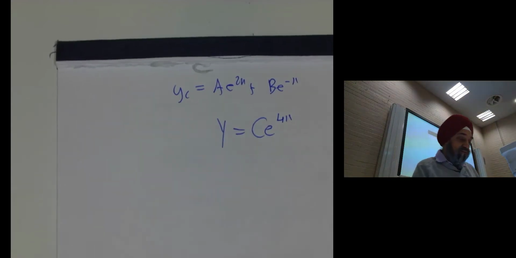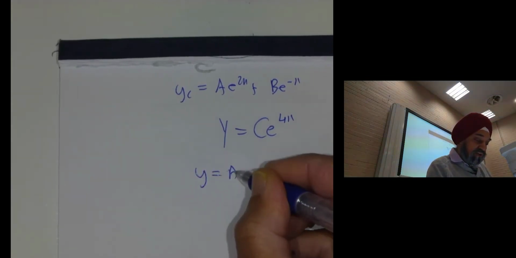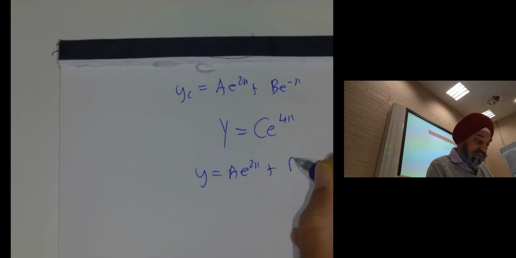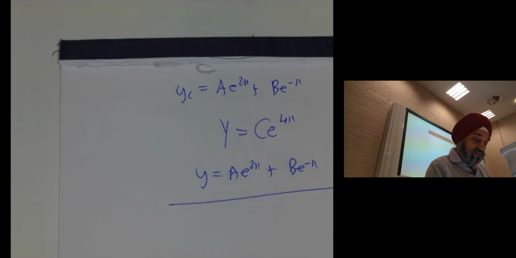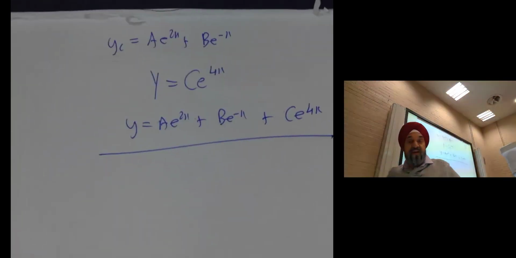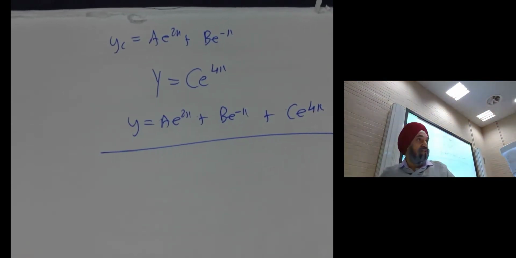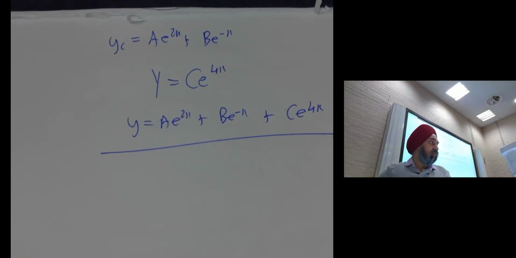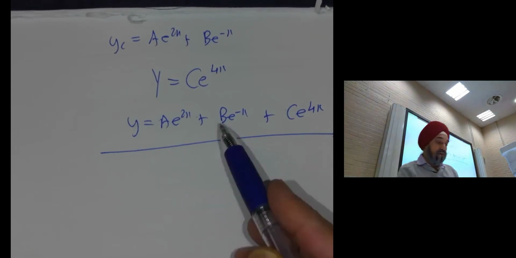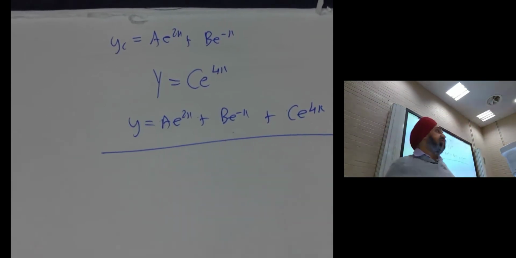Now, at the moment, your solution is y is Ae to the 2x plus Be to the minus x plus Ce to the 4x. And that really is a useless solution, isn't it? Why is that a totally useless solution? Go ahead. You've got 3 unknowns. 3 unknowns, yeah. We had 2 unknowns first, and we know we can't do anything about these 2, because we haven't got any initial conditions. We really can't do anything about them.